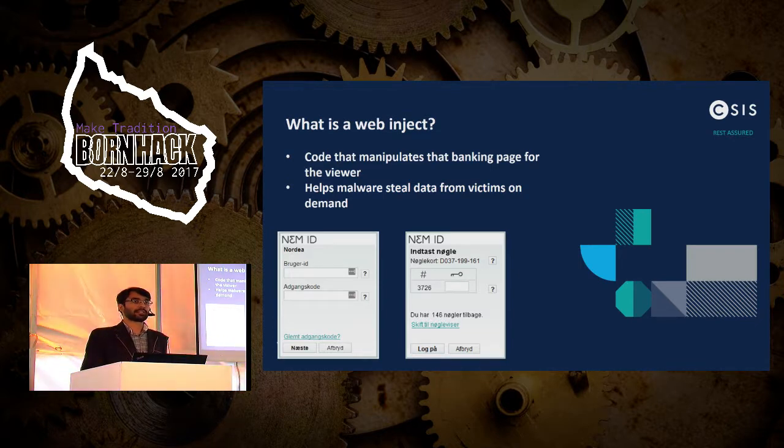It differs from bank to bank and from country to country, and that's why you need separate web inject codes for each bank. And criminals keep developing them, and they need to update them on a regular basis, because banks also see these web injects and they keep updating their system, so the existing ones don't work anymore.